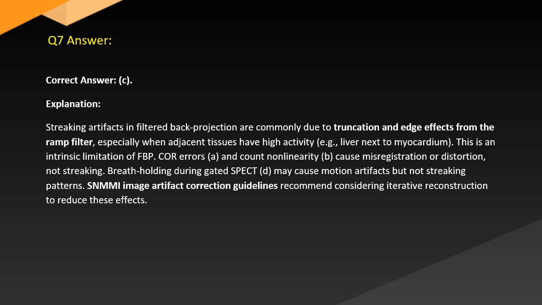Center of rotation errors and count nonlinearity, option B, cause misregistration or distortion, not streaking. Breath holding during gated SPECT, option D, may cause motion artifacts, but not streaking patterns. SNMMI image artifact correction guidelines recommend considering iterative reconstruction to reduce these effects.